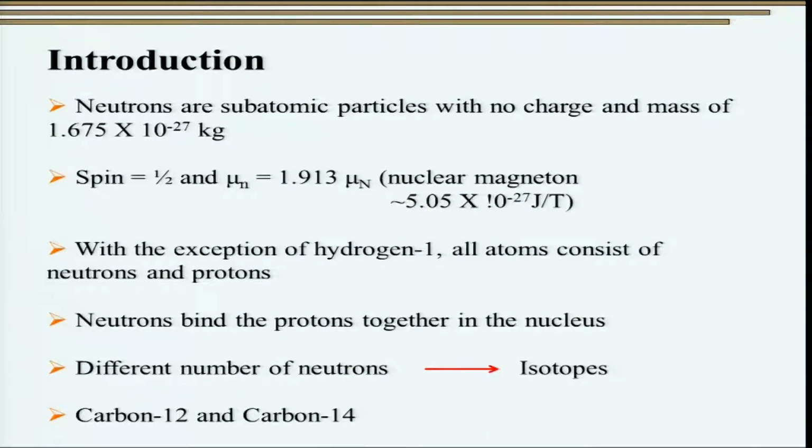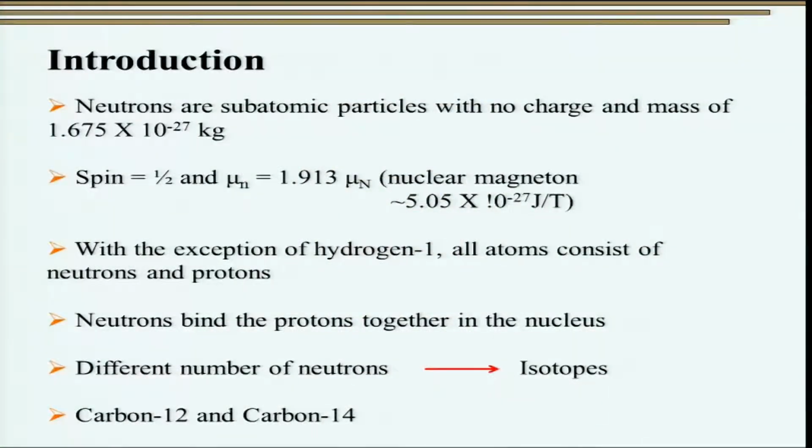Now, in addition to the mass, neutrons are also characterized by a spin of half and a nuclear magnetic dipole moment of 1.913 times that of a nuclear magneton, which is approximately 5.05 times 10 to the power minus 27 joule per Tesla. So, having said that, we know that the neutron is a very different subatomic particle when compared to a proton and an electron.